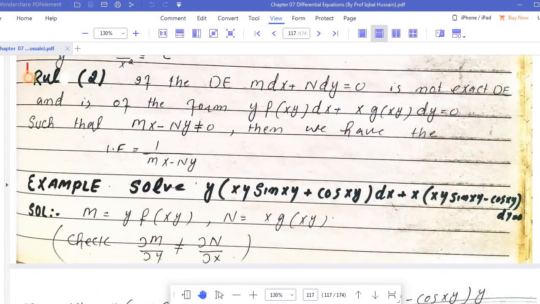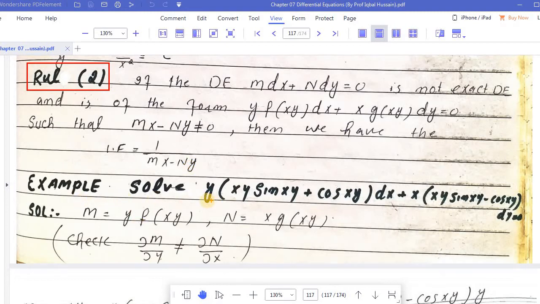Here we have second rule to determine integrating factor. If the differential equation M dx plus N dy equal to 0 is not exact differential equation and is of the form y into f of xy dx plus x into g of xy dy equal to 0, such that if value of this expression is non-zero, then integrating factor will be equal to 1 over Mx minus Ny.